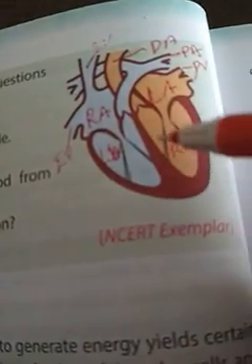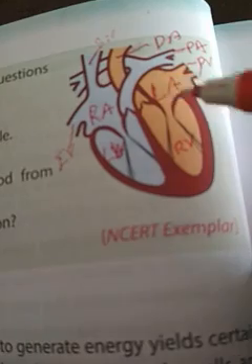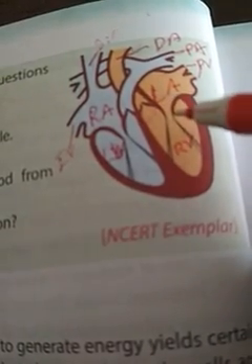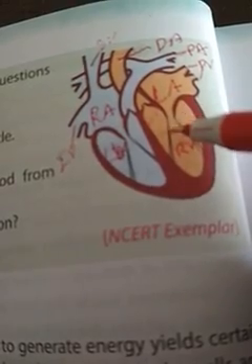And these are the valves: bicuspid, tricuspid, semilunar and pulmonary valve. This is the pulmonary valve, PV, semilunar, SV. This is the bicuspid, and this is the tricuspid valve. So you can label this like this.